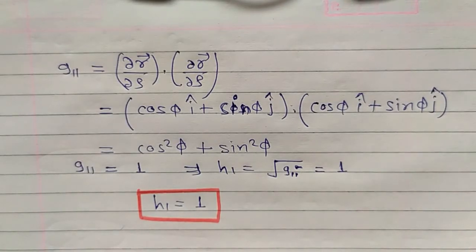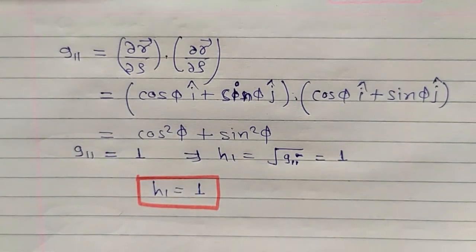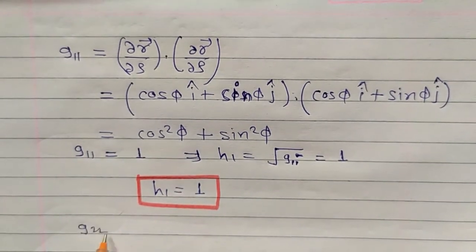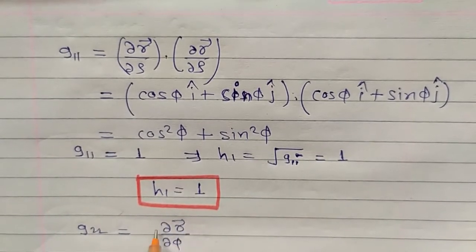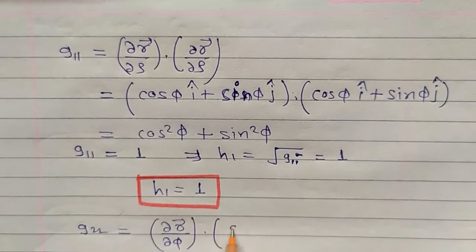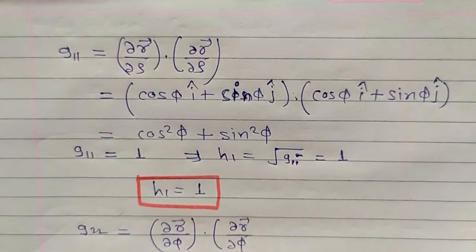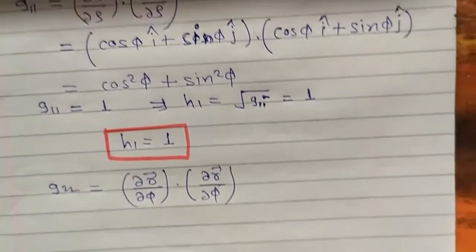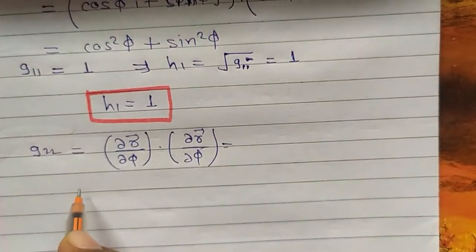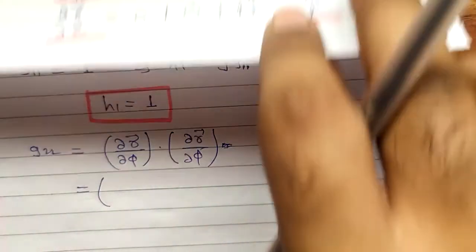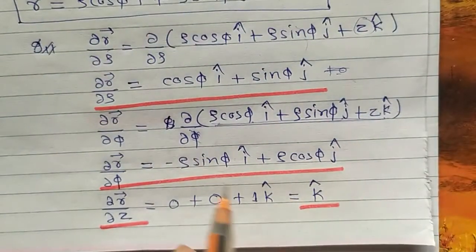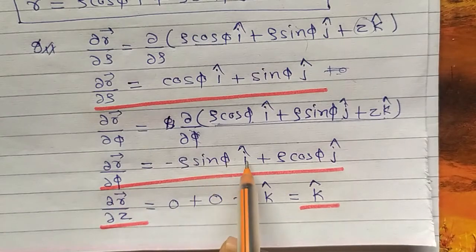Then we will try to find h2. For that I need to find G22, which is delta R bar by delta phi dot delta R bar by delta phi, this time phi, because the second coordinate is phi. So I will write it on the next line. Delta R bar by delta phi is, you can see here, minus sin phi I cap and then rho.